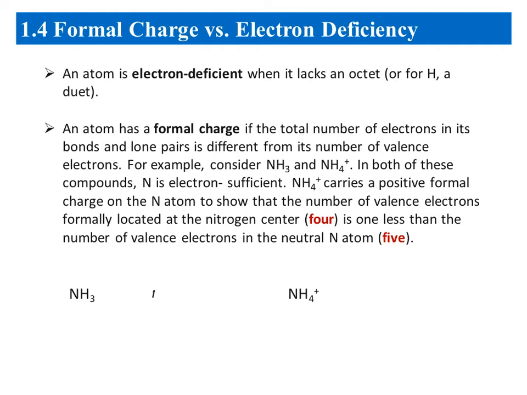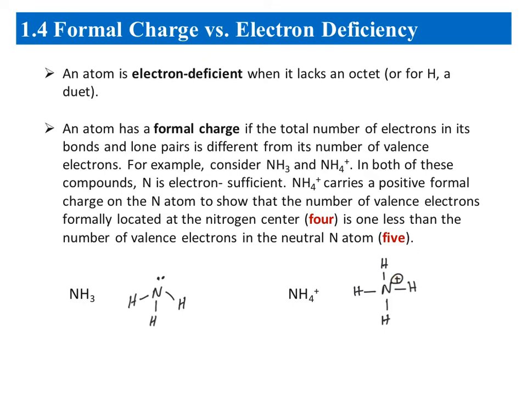If you look at the structure of ammonia, NH3, and the structure of ammonium, NH4 plus, if you compare these two structures, in both of them, nitrogen has its own octet. So 2, 4, 6, 8, 2, 4, 6, 8, meaning that nitrogen is not electron deficient. It's actually electron sufficient. Now, why does nitrogen get a positive charge here?